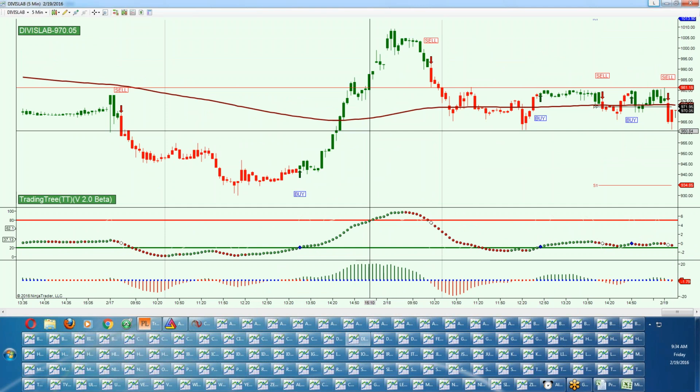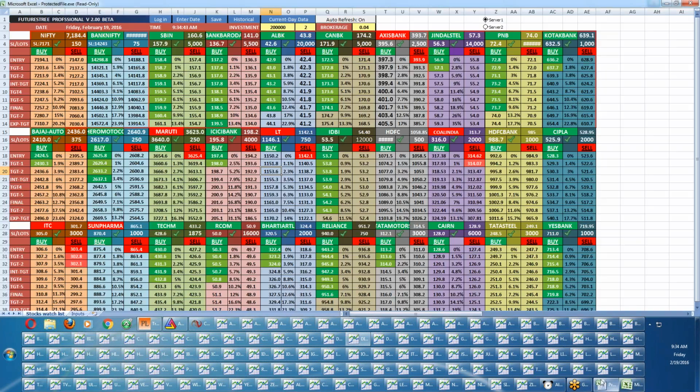So you have a buy in Bank Nifty. Your entry is 14298. So IDBI has done all its targets, so let's pull IDBI out.